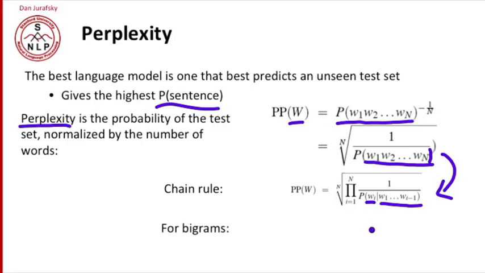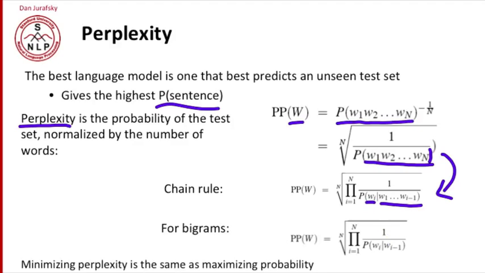And then for bigrams, by our Markov approximation to the chain rule, we've replaced the probability of a sequence of words with the product of a bunch of bigrams. So the perplexity of a string of words is the nth root of the product of n bigram probabilities multiplied together and inverted. So it's just a function of the probability of the sentence. Because of this inversion, minimizing perplexity is the same as maximizing probability.